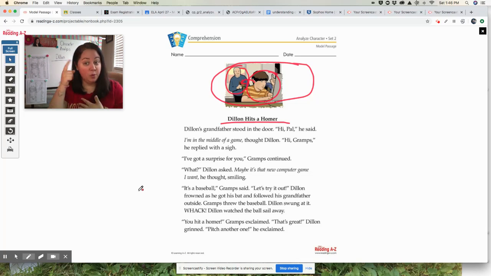I hope you were thinking about those three things that I was hoping you would be thinking about. So what we're going to do is we're going to go back and put a box around all the things that Dylan said. We're going to circle Dylan's thoughts, and then we're going to put a star by Dylan's actions.